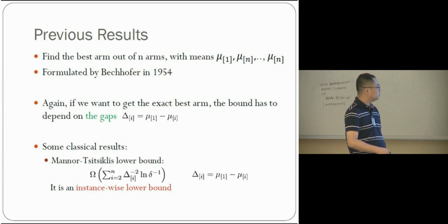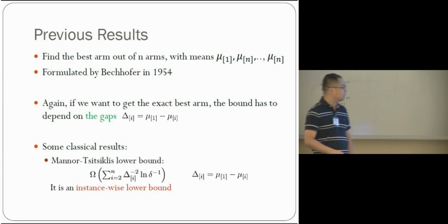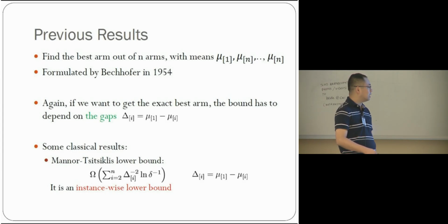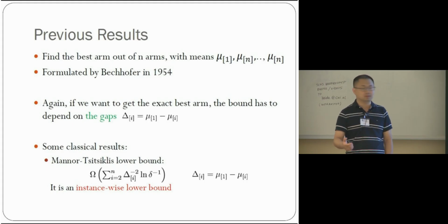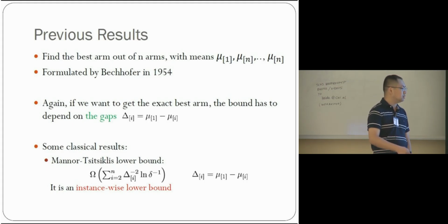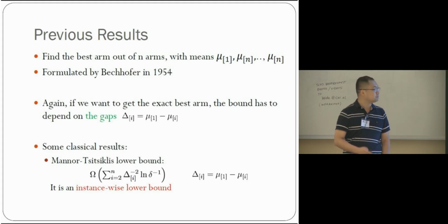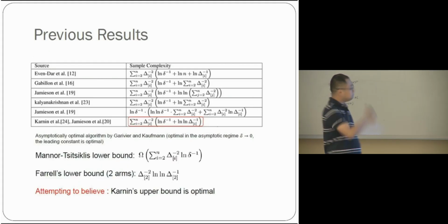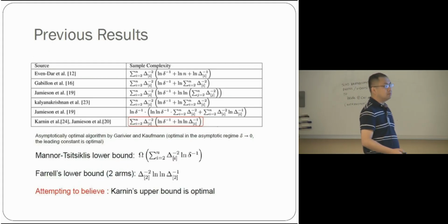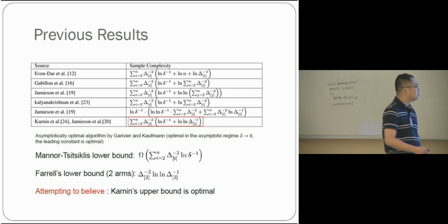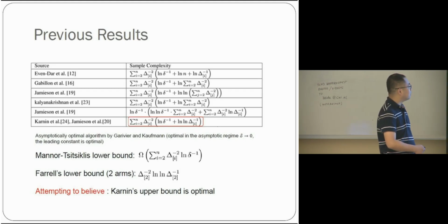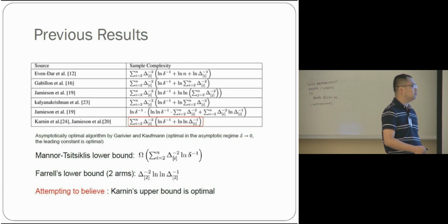First, Mannor and Tsitsiklis provide a lower bound, which is a summation over all the gaps to the -2 times log(delta^-1). This is an instance-wise lower bound, meaning that for every instance, it requires this many samples, no matter what algorithm you use. Later on this problem has been studied extensively, and there are many upper bounds. Prior to our work, the best bound was obtained by Karnin and, independently, by Jamieson using different techniques.